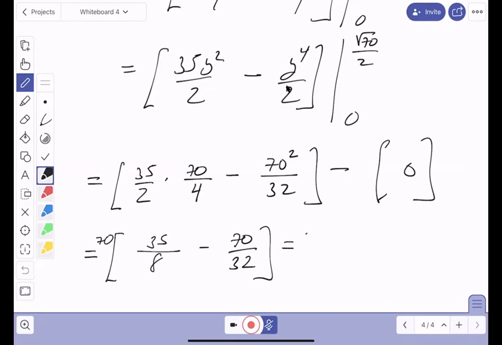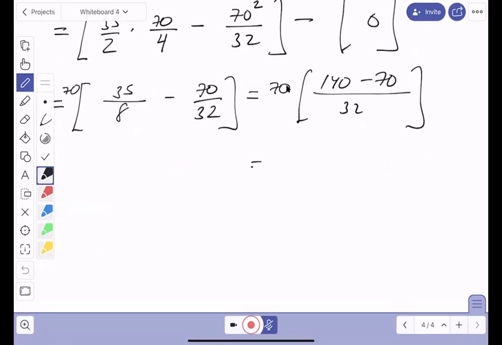All right, let's keep going. 70 over 32. Let's see, 4 times 35. That's 140, right? Let's keep going. 70 times 70 over 32. I think I can do some reductions. I'm going to divide through by 2. I'm going to divide by 2 again.